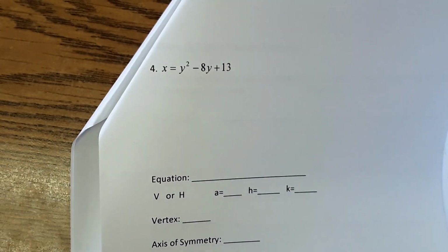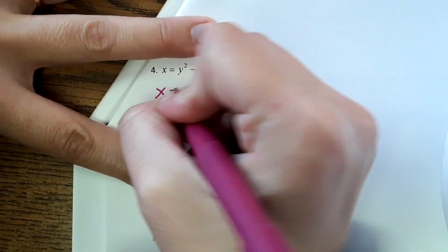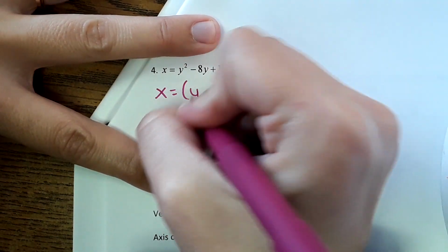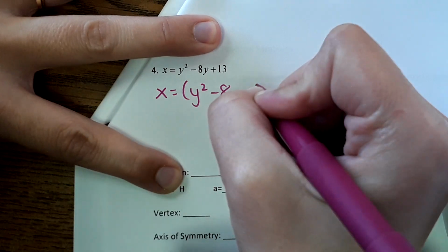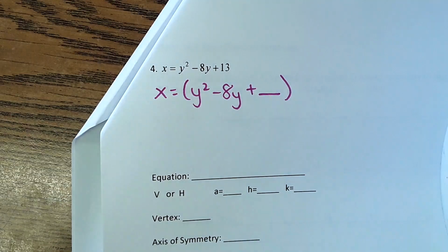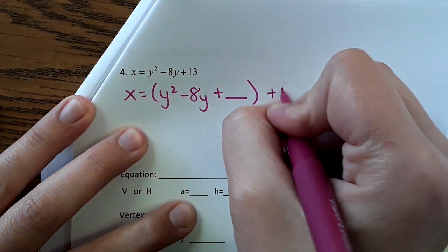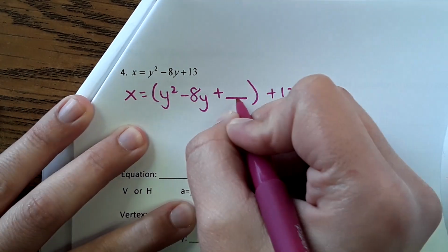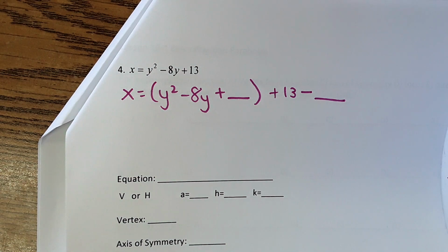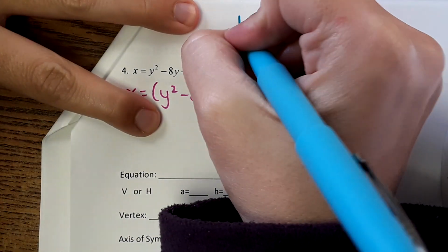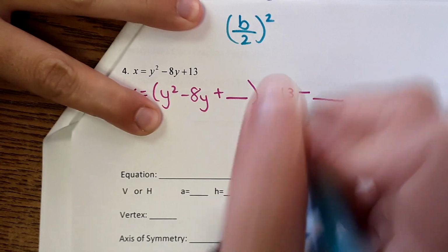So we're going to do something called completing the square, where we actually add a number that would allow us to factor it. So what this would look like is x equals y squared minus 8y plus a number, then plus 13, and then minus this number. By adding the number and then subtracting it, this equation is still equal. But we have to figure out what this number is. And there is a way to do that. There is a short little equation. It's b over 2 squared to figure out what this number is.